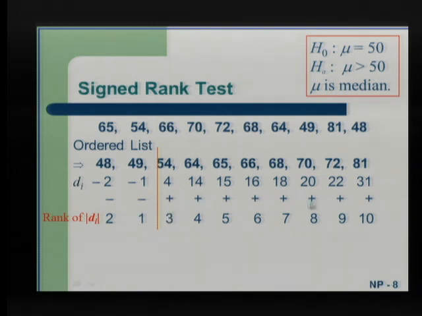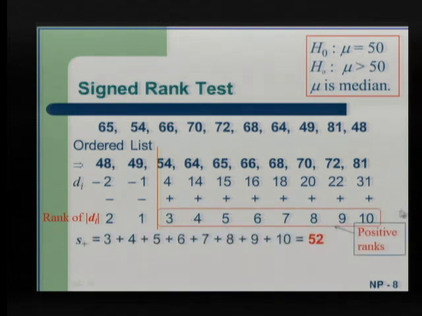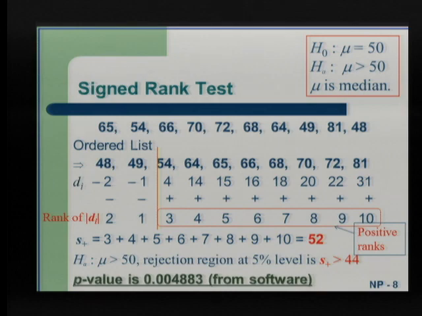Then you realize these are all positive, and the test statistic will be the sum of the ranks that have a positive sign associated with them. Then you use the sampling distribution of this test statistic under the null hypothesis to calculate the p-value. I used software, R Commander, to calculate the area to the right of this, and that's 0.004883. Now you can also find the critical value from a table.